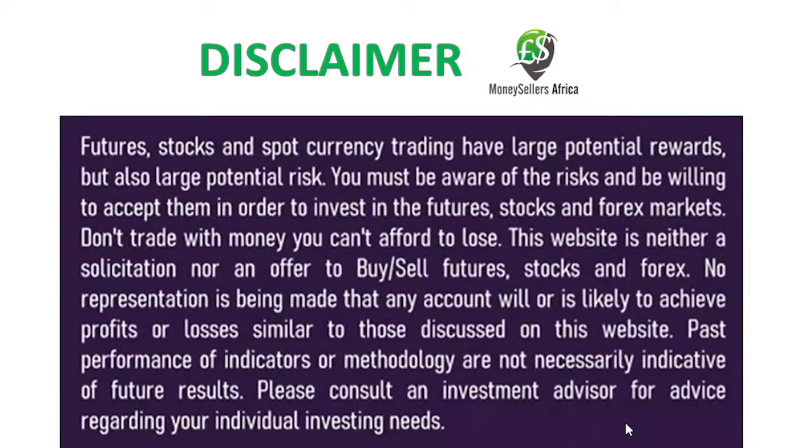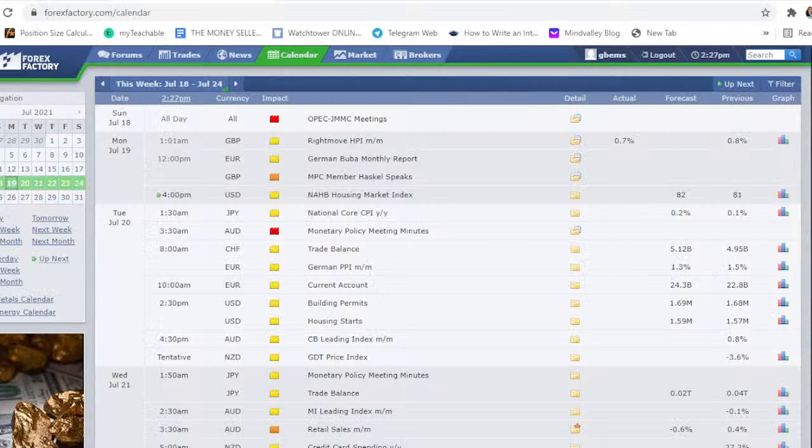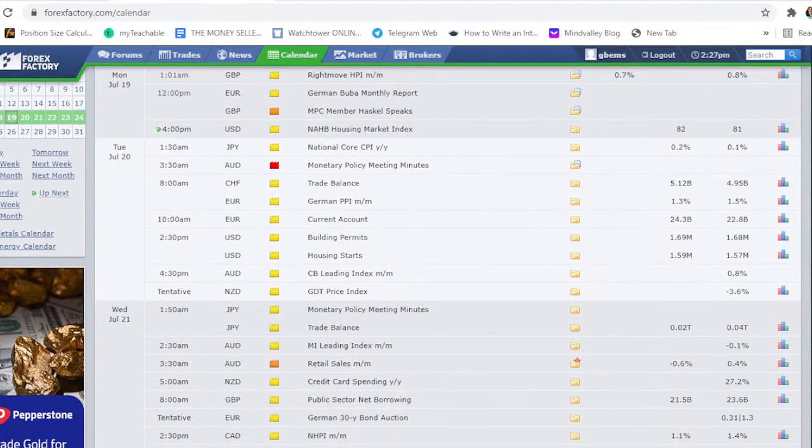Okay, so now let's go into the charts, but before we proceed to the main chart, we are going to look at the Forex Factory to see if we have any high impact news for the week that may have an impact on our trades. Today is Monday, and on Monday, what do we have? Let's see. All right, so for Monday, we don't have any high impact news.